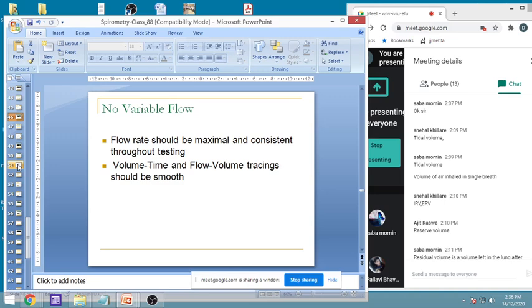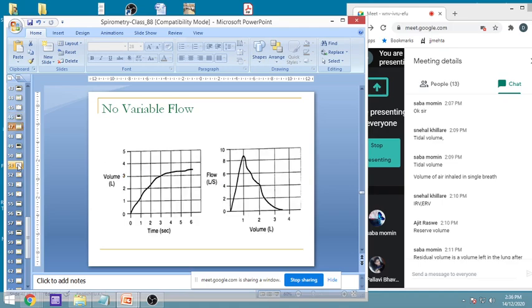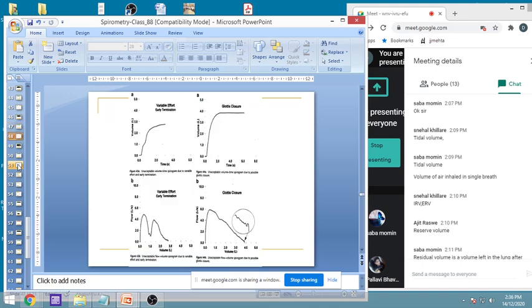The flow should not be variable, it should be maximal and consistent through the testing. Volume time and flow volume tracing should be smooth. So these are the smooth ones with no variation, but if there is variation, you can see the graph below. There are these variations, and this shows the problem.